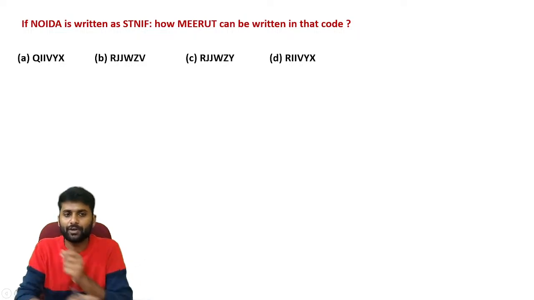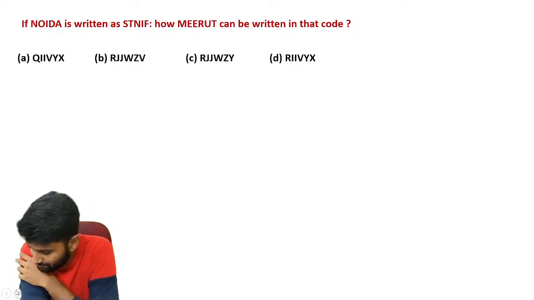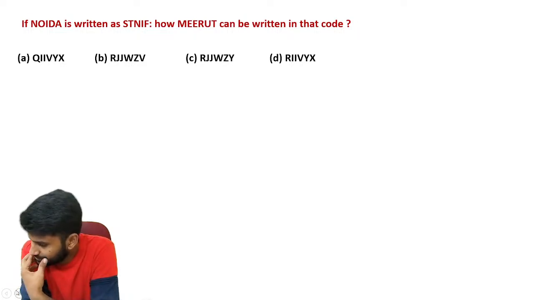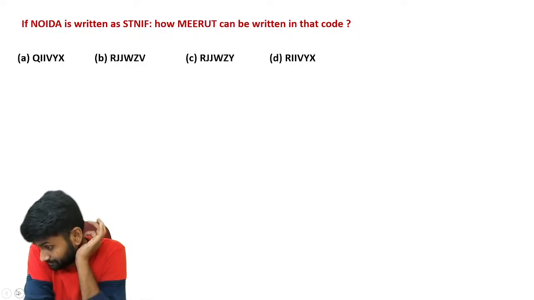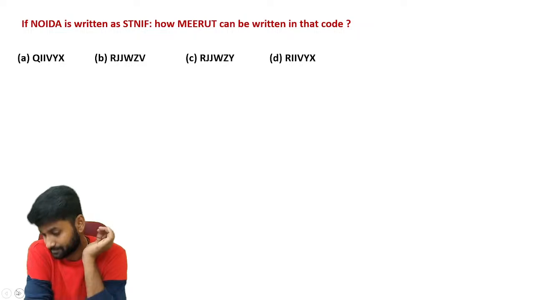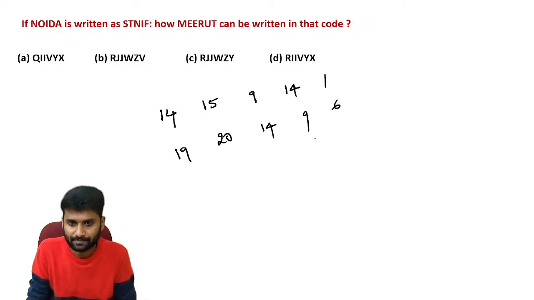So if Noida is written as STNIF, how can Meerut be written in that code? What is the code like this? Now see here, N is the 14th letter, O 15th letter, I 9th letter, D 4th letter, A first letter. S is the 19th letter, T 20th letter, N 14th letter, I 9th letter, F 6th letter. Now if you go through the information, guys, see, it is increasing and it is decreasing.